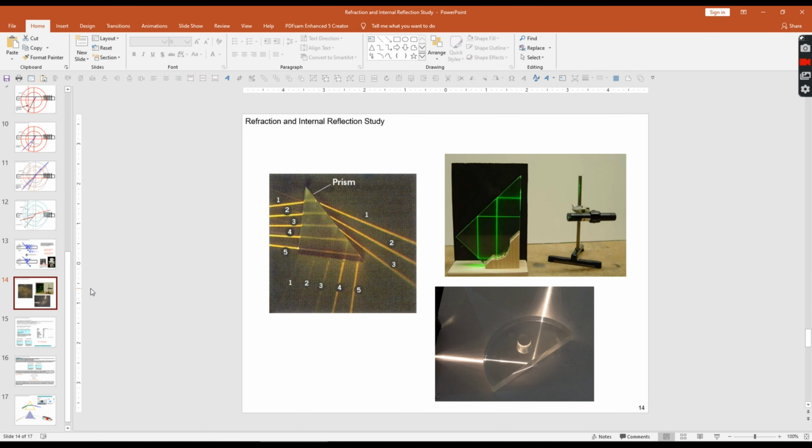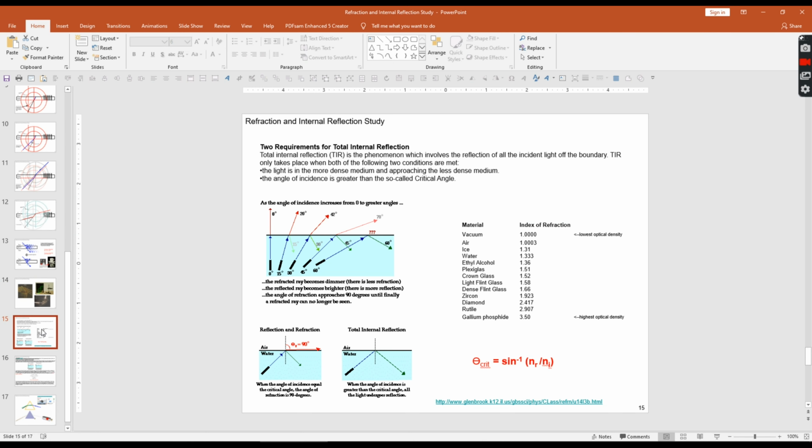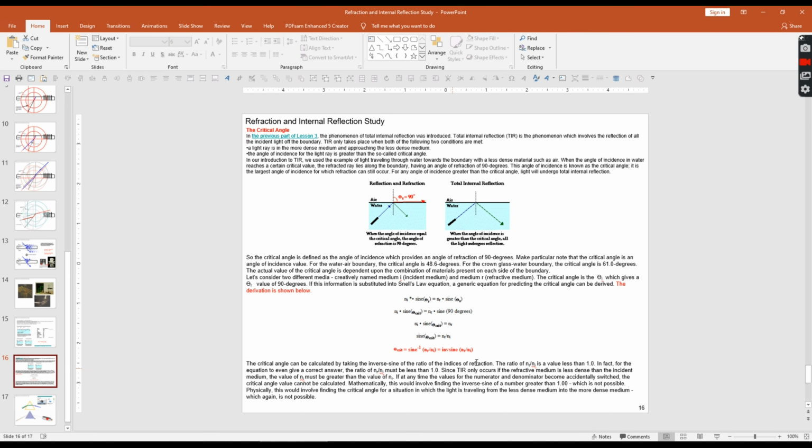And I had just another couple slides showing with different prisms, shapes, how the light will refract and then also internally reflect once it hits the critical angle. So you can look at a little bit more online at the total internal reflection. I got this from a physics website, and just some references of index of refractions, and then some more detail about the critical angle, which I won't go into that detail here.